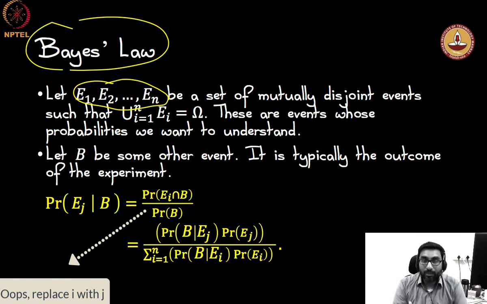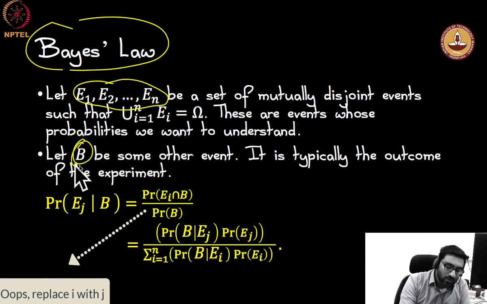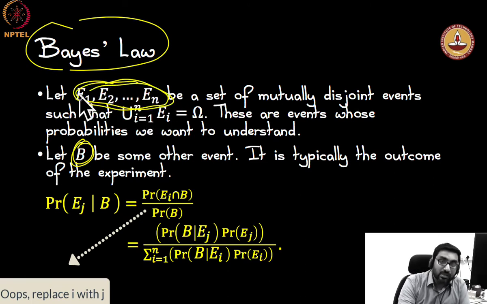The probabilities of these events is what we are interested in. Okay, this is the model that we want to build. And we are going to assume that these are disjoint events. And B is some other event. This is usually the outcome of some experiment. Okay. And based on this outcome, we want to update the probabilities of these events.